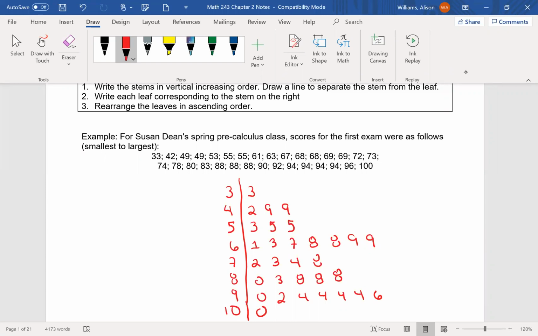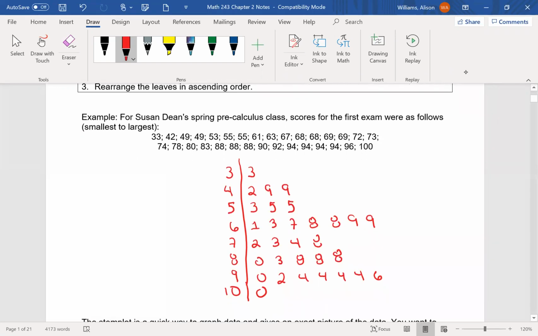Now we have a visual display of the data. It's showing me that the bulk of the data is between the 60s and the 90s. So most students scored between 60 and 90. I see that the highest categories are the 6 and the 9 themselves, right? People who scored in the 60s, people who scored in the 90s. Those two represent the biggest categories.